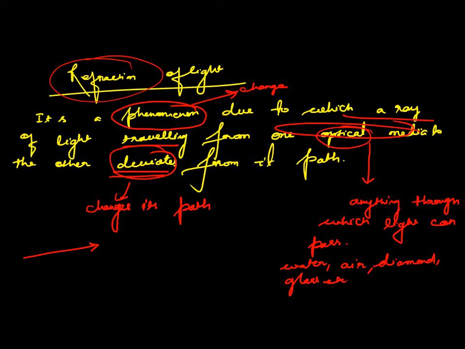Now, if you are supposed to go in a straight path, why would you change your path unless there is some sort of hindrance? Now we're going to learn what causes the light to change its path and why this refraction is caused. Let's ponder over it.